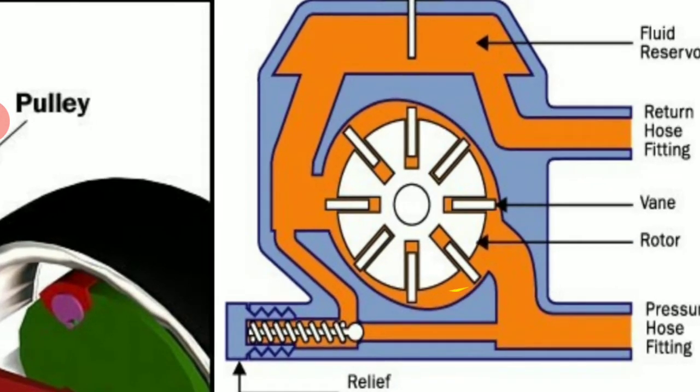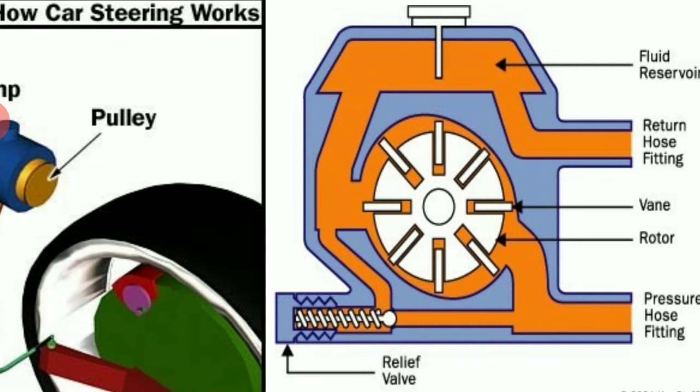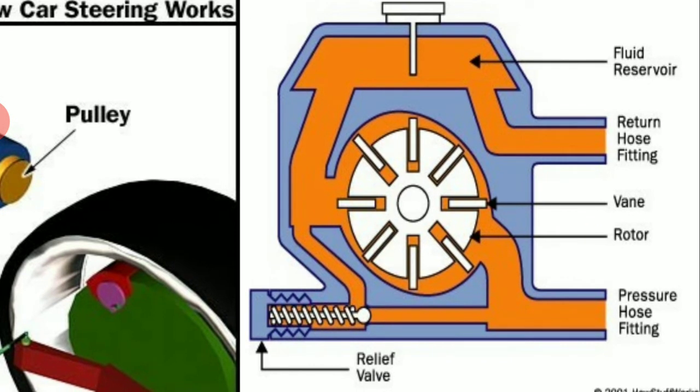There are different types of pumps. This is one type, a vane pump, used to develop pressure. There is a fluid reservoir and a return hose fitting. The brown color indicates the fluid. Then the vane, rotor, pressure hose fitting, and relief valve. When the pressure is developed to the maximum extent, it will automatically open the valve. That is exactly what is called a relief valve.